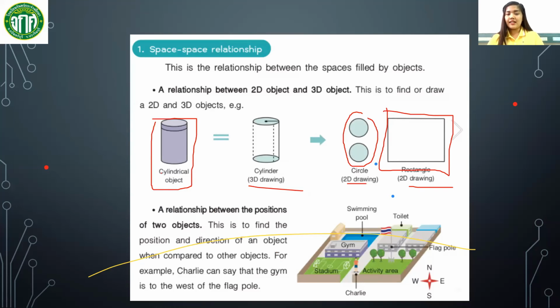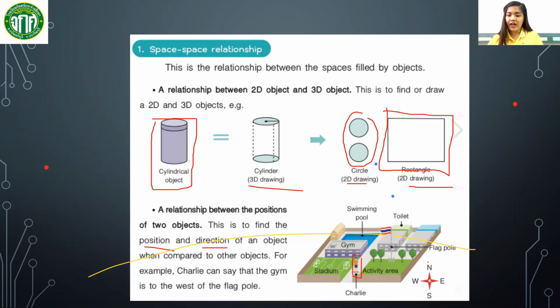Okay, next is the relationship between the positions of two objects. This is to find out the position and direction of an object when compared to other objects. Let's say, for example, Charlie can say that the gym is to the west of the flagpole. So we have here Charlie, standing here.